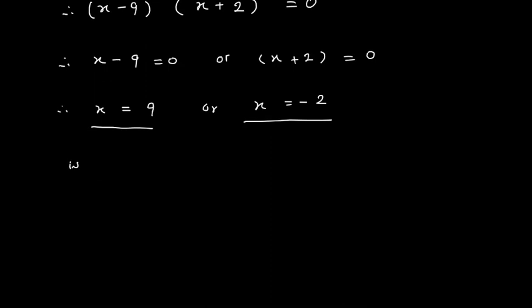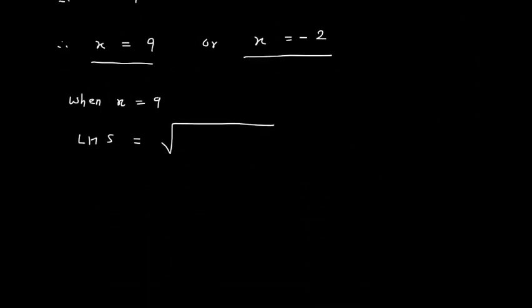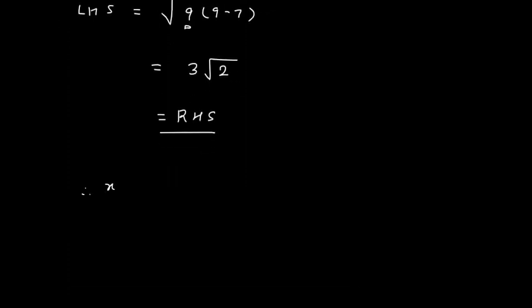So I will say that when x is 9, my left hand side is the root of x into x minus 7. X is 9, into 9 minus 7. So this becomes the square root of 9, which is 3. So I will write 3, and in the root we have 9 minus 7 is 2, which is your right hand side. So LHS is equal to RHS. Therefore x equal to 9 is correct.